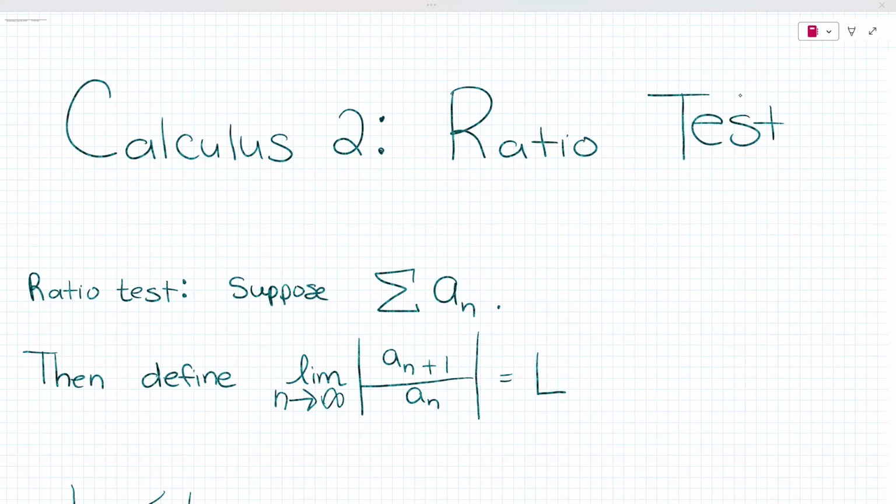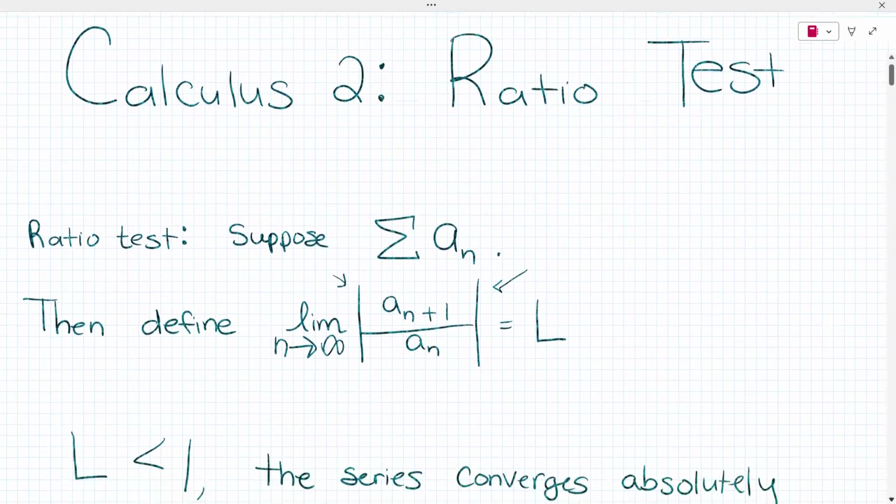So this is the ratio test: the summation of a_n, defined by the limit as n approaches infinity of the absolute value of a_(n+1) over a_n. It's very important that you put this absolute value, because if you don't, your limit value will be different.